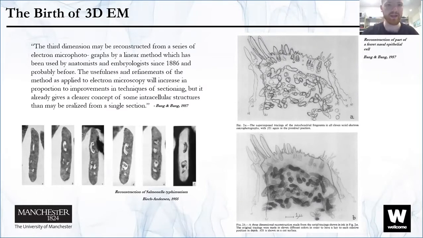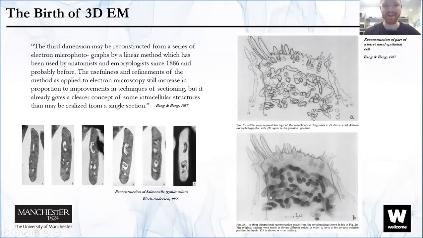Ever since people have been able to use electron microscopes for biological purposes, they've been trying to get some 3D information out of it. On the figure to the right, I think this paper's from 1957. What they've done here is they've taken some slices through a tissue, and you can see some mitochondria here.